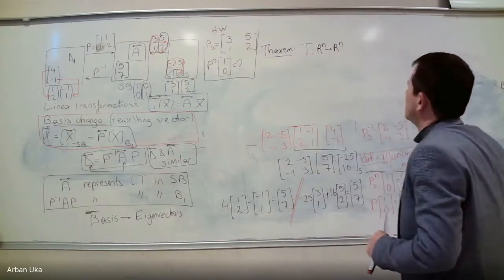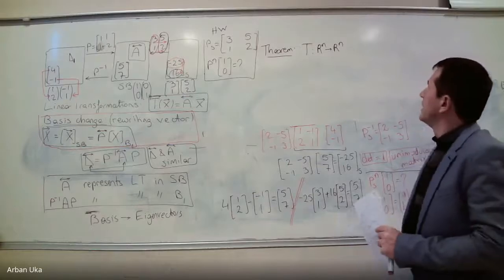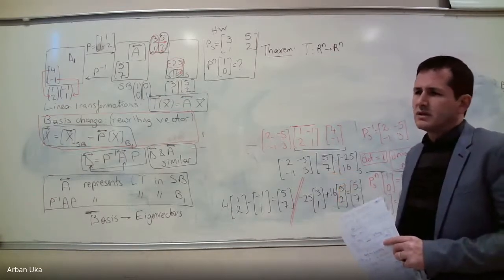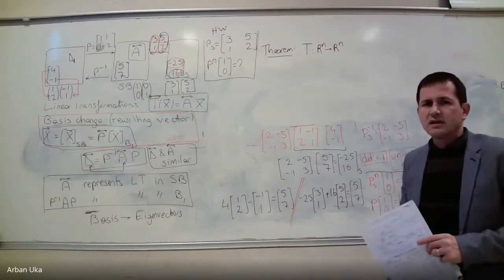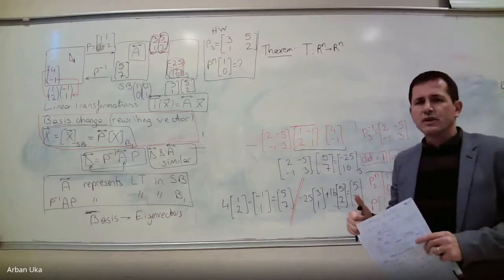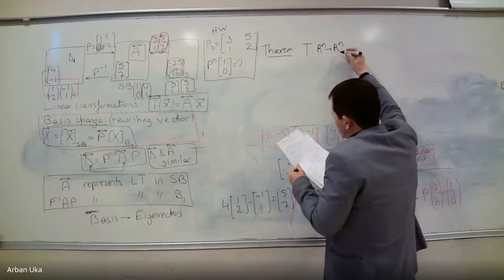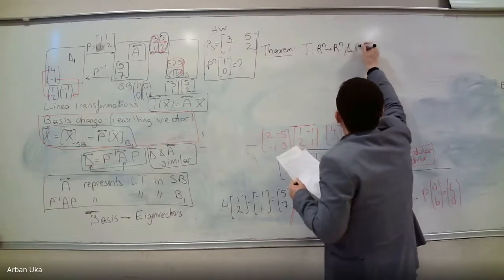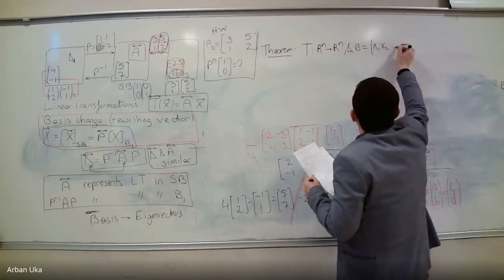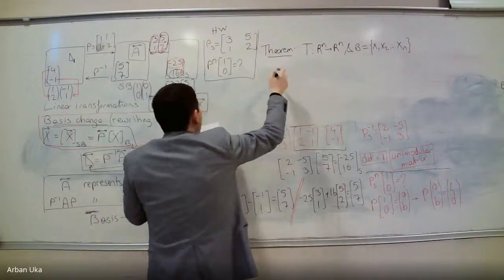For any linear transformation T, which is going from Rn to Rn, and in fact, if we have a linear transformation from Rn to Rn, what is the matrix which represents this linear transformation? It's going to be a matrix A, but a square one, okay? Because it's going to be A n by n. So for any linear transformation that looks like this, and for any basis B, which is equal to x1, x2, and xn, so this is the basis, right?